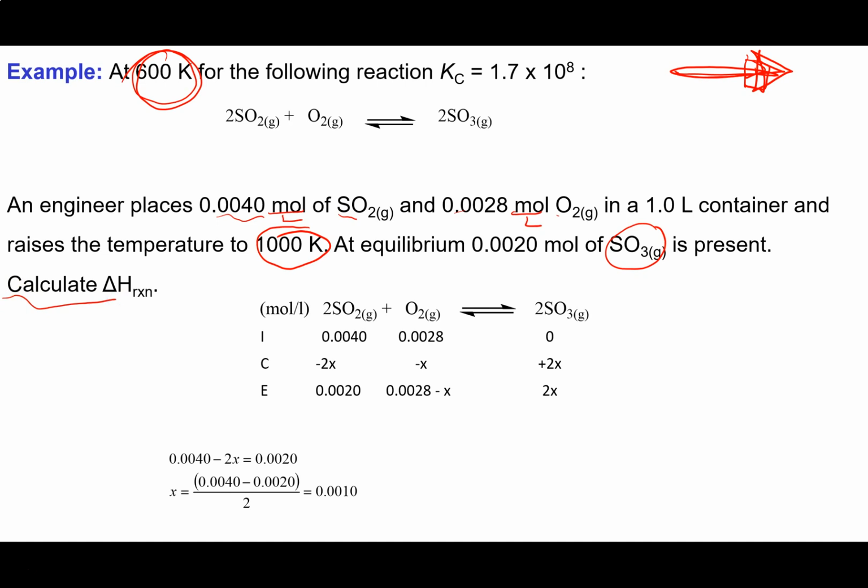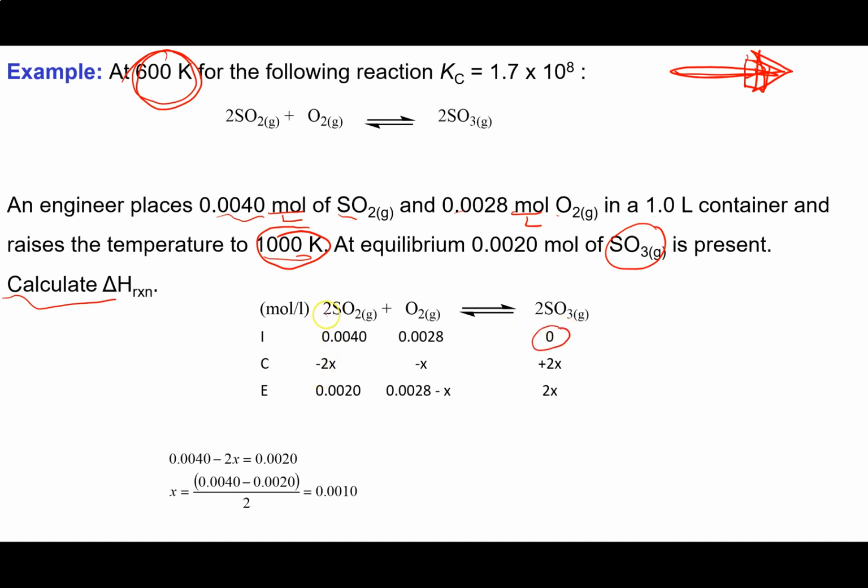So let's set up the ice table for the 1000 K example. We're working in concentrations, so we're going to put moles per litre there. And here's our equation, initial change equilibrium. And so to begin with, we just have all reactants, 0.004 moles per litre SO2, 0.0028 moles per litre O2, and no product. And then we wait, it comes into equilibrium. So what's going to happen? Well, it's going to go to the right. It has to, because we've got 0 products.